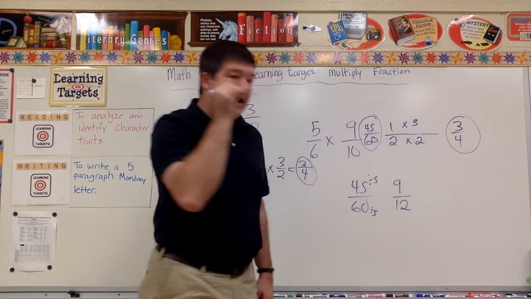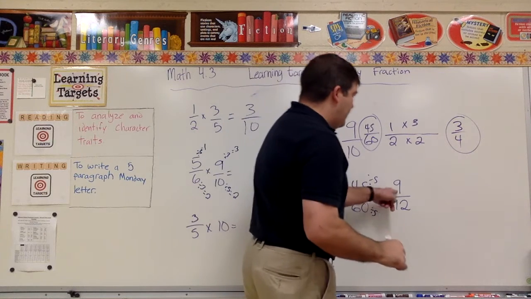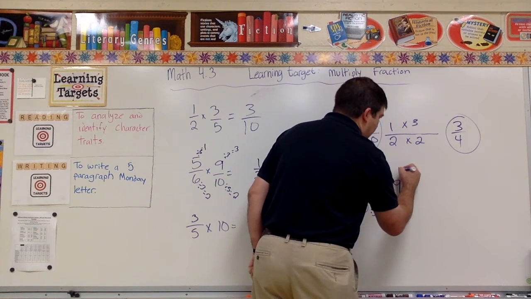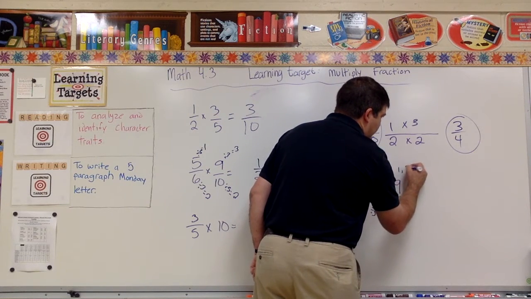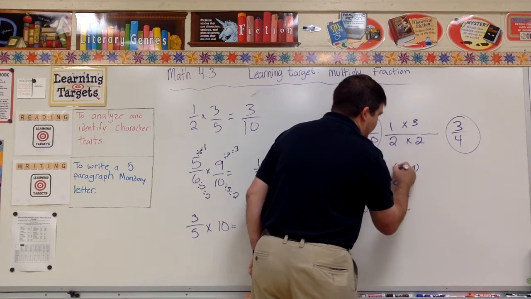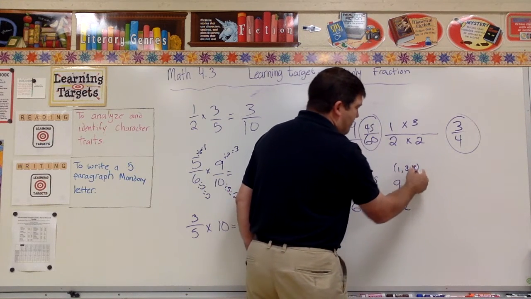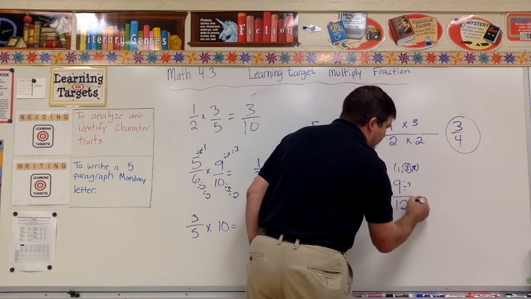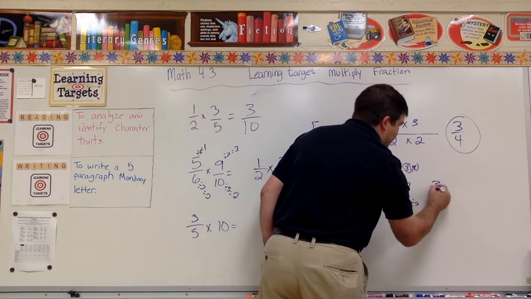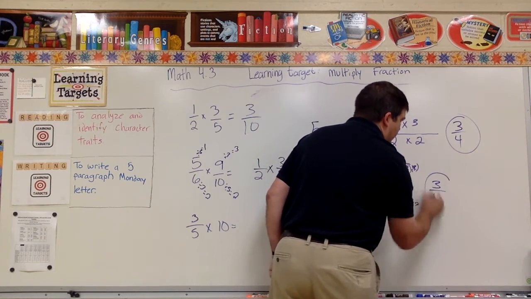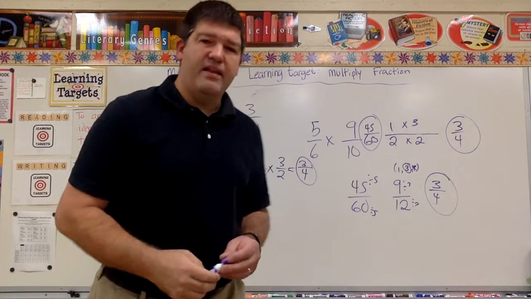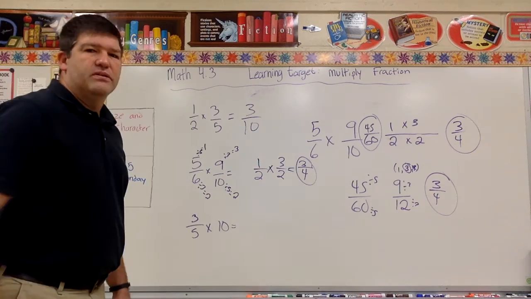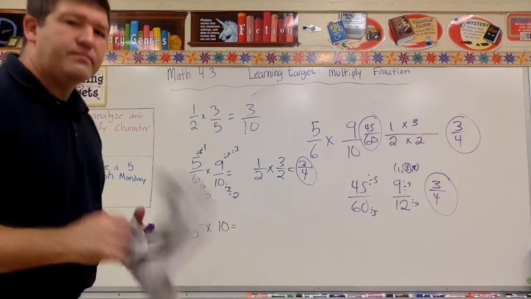Okay? Now I look at those two numbers, and with 9, I have 1, 3, and 9. Does 9 go into 12? Nope. 3 does. So I'm going to divide each side by 3. 9 divided by 3 is 3. 12 divided by 3 is 4. I can't go any simpler than that. Okay? So just a little review on how you simplify.